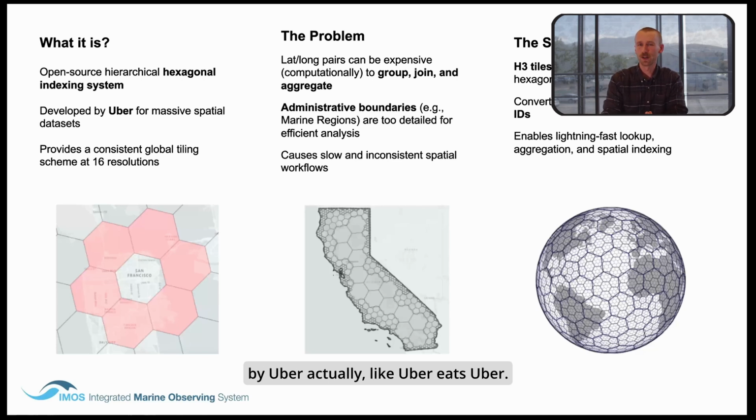It's developed by Uber actually, like Uber Eats Uber, and it's used on their massive spatial datasets and helps them optimize the plotting of which directions and what's the shortest route to things and things like that. It's also responsible for their surge pricing, so there's that kind of side of it too, unfortunately.